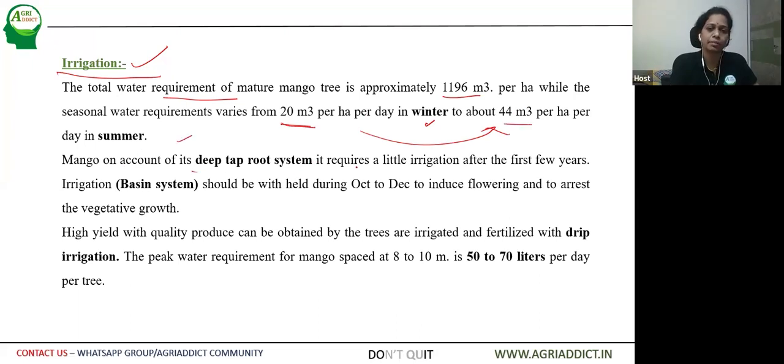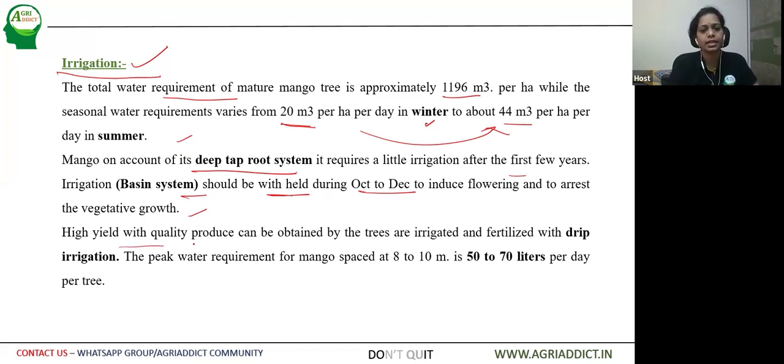On account of its deep taproot system, the mango requires little irrigation for the first few years of establishment. Then the basin system of irrigation is usually followed, but during October and November, the water has to be withheld to induce flowering and to arrest the vegetative growth. That is a normal practice followed under commercial cultivation of most of the varieties.